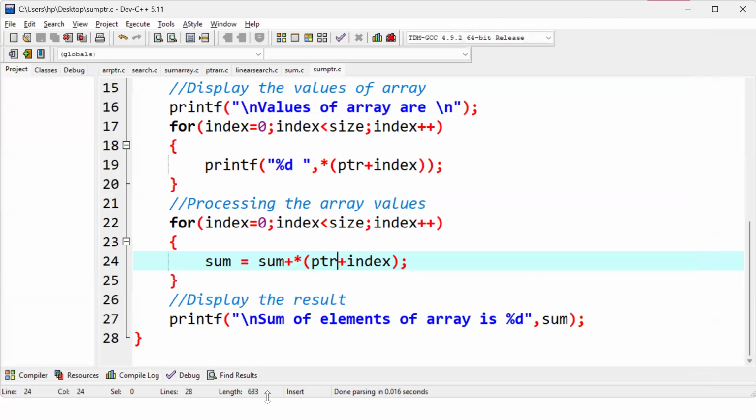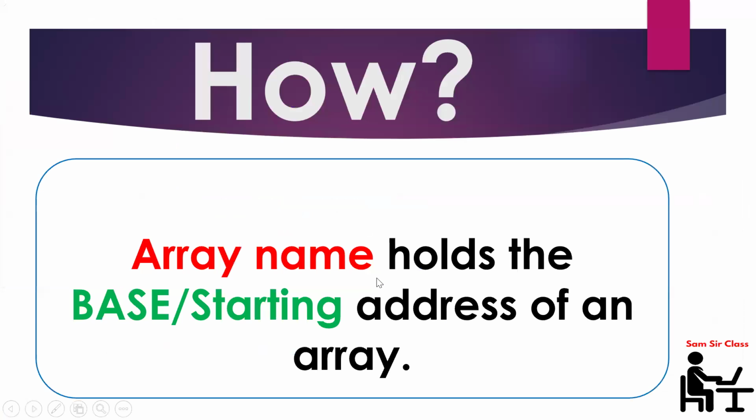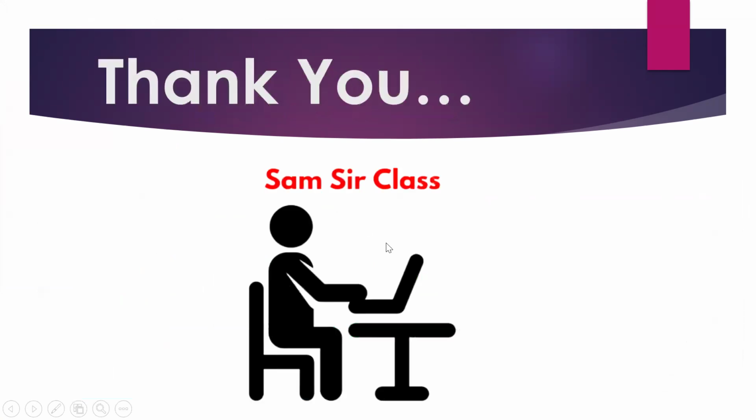So what is my objective here? If you are comfortable with array programs, then definitely you can convert them to pointer programs, because the array name itself holds the base address or starting address of an array. These are some examples we have done in this video. My suggestion is: write some more programs by using arrays only, then convert the same program by using functions, and convert the same program by using pointers. You will see there is no difference between array and pointer, because the array itself is a pointer only. Thank you everyone for watching this video.